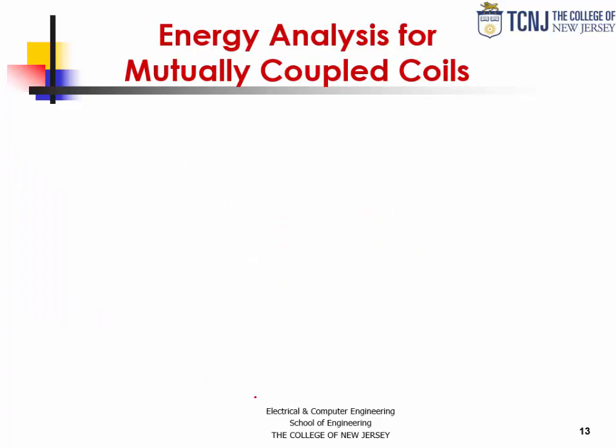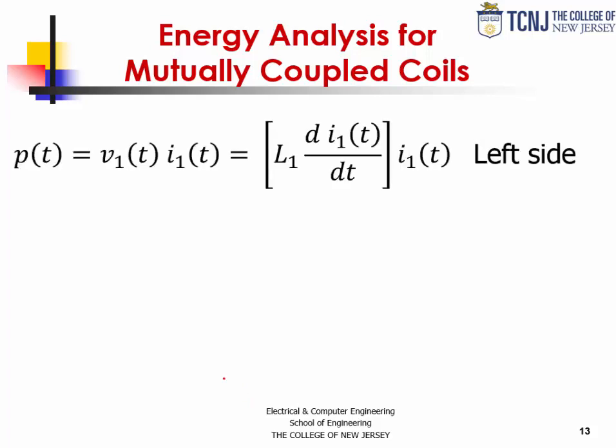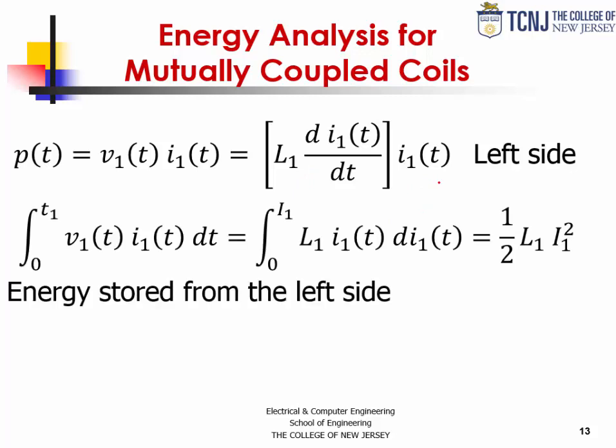Now let's do an energy analysis for mutually coupled coils. If we start with the equation for power as the product of the voltage and the current, and we know that on the left side, on the primary side, we can write the voltage as the inductance times the derivative of the current times the current. We can integrate that power and we get an equation that we had already seen, which was half the inductance times the current squared. That is the energy stored on the left side, on the primary.